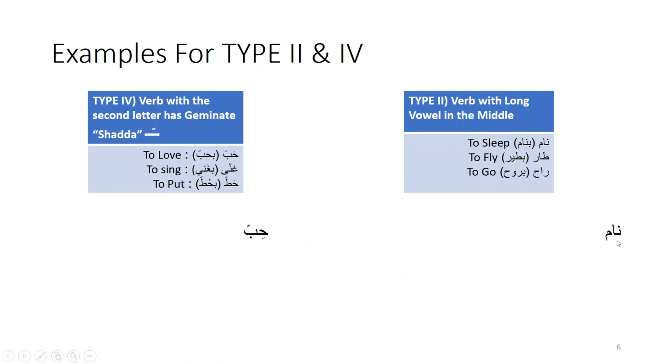Nam, حب. So basically, we see here nam, it's the same as the root, and because there is no difference in the long vowel, it didn't change from the root. Now here, حب, basically the consonants are very similar to the root. However, the short vowel comes from the present, like حب, بحب, حب. طار, طير. غنى, غني. راح, روح. حط, حط.